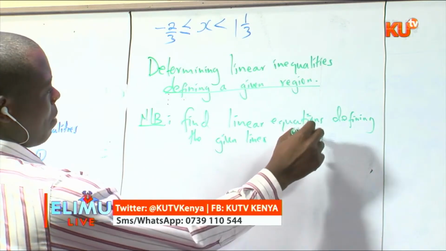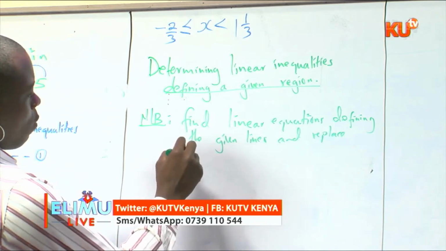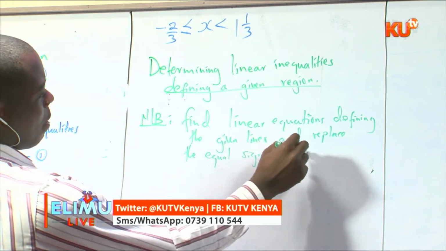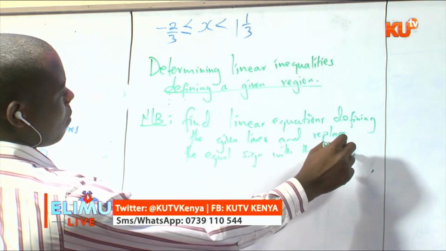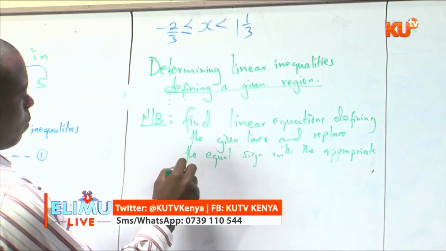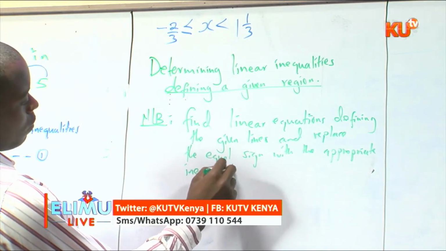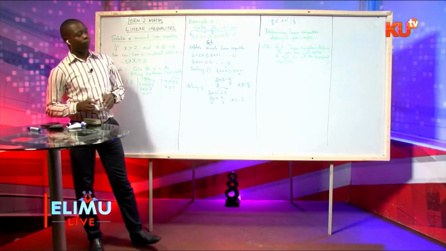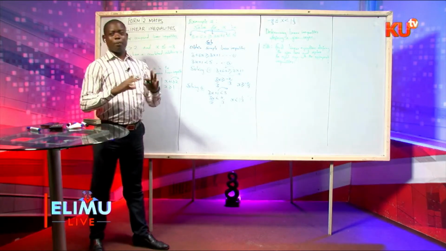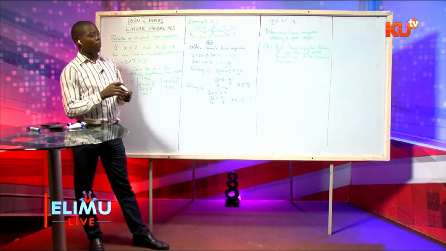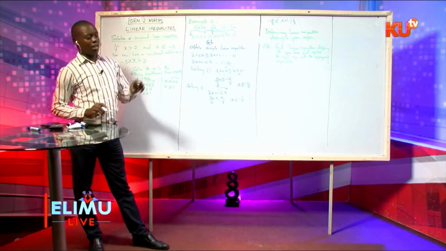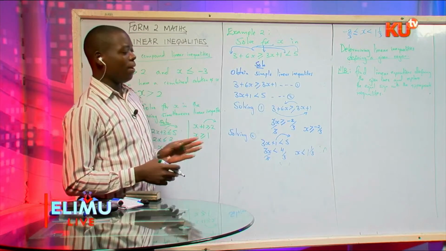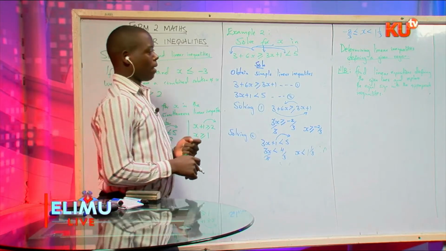And then you replace the equal sign with the appropriate inequality. That is what we will do. Yes, we shall have a region that is shaded, but from there we have to look at the equations of linear straight lines. Those equations now, we use them to explain the given inequalities.